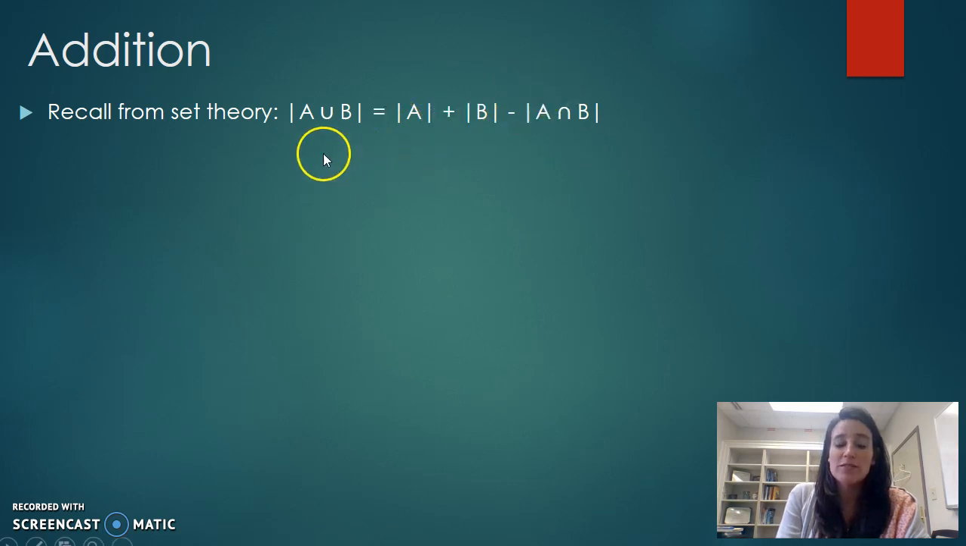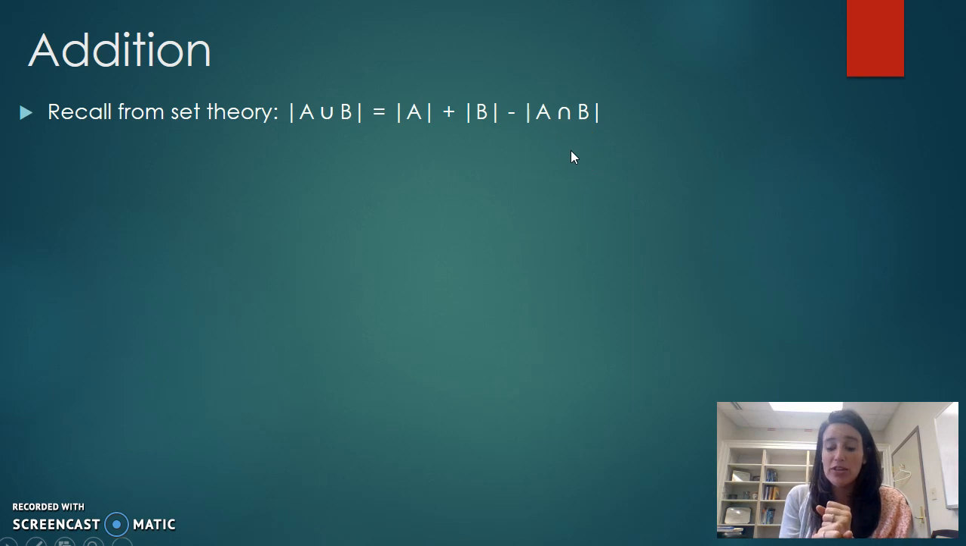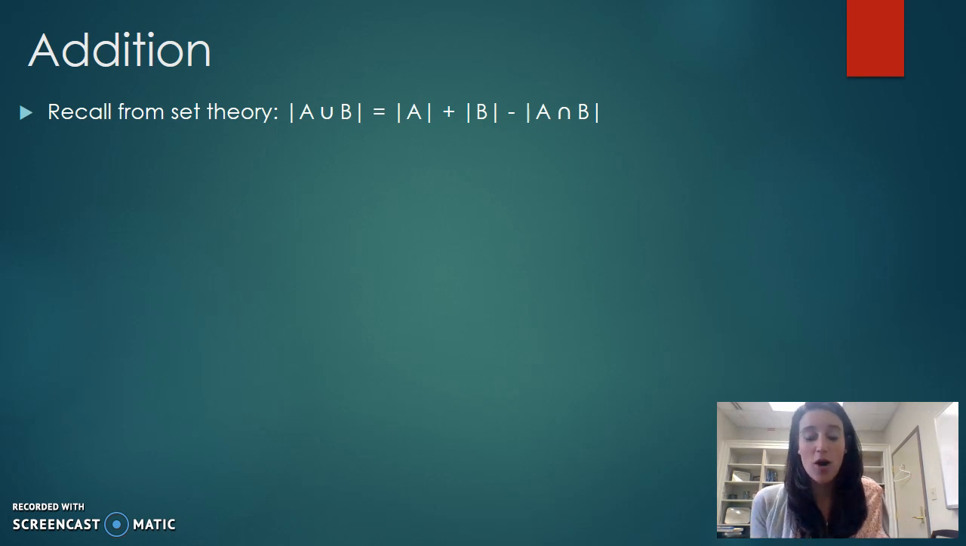So recall what this means is we're saying if we want to count the number of things in A union B, it will be equal to the number of elements in A plus the number of elements in B minus the number of elements in both A and B. So I encourage you to draw some Venn diagrams and remind yourself why this makes sense.